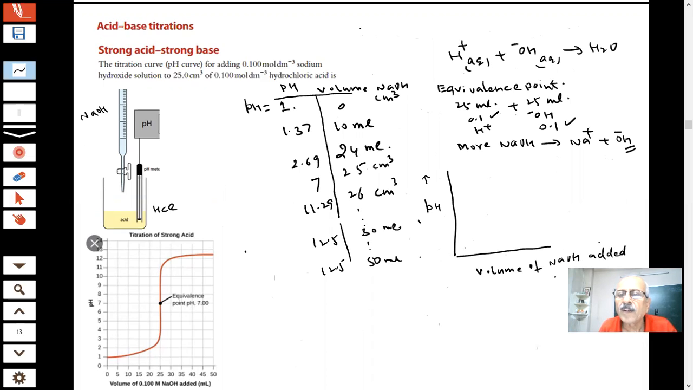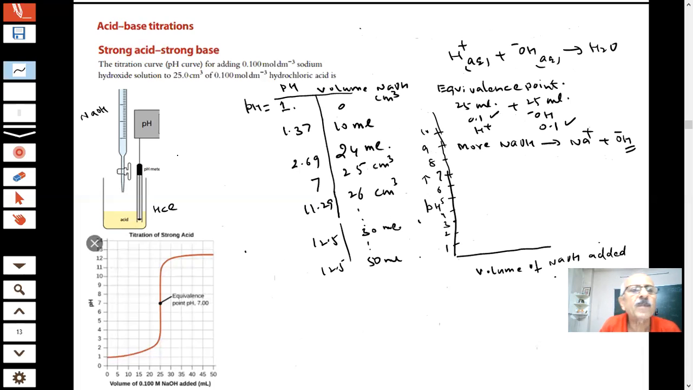If I draw this curve, what type of curve am I getting according to these? I can plot these values. You are saying HCl, the starting point of HCl pH was how much? Tell me how much was the pH? 1, 2, 3, 4, 5, 6, 7, 8, 9, 10. Like this you can. Here I've shown this graph. We have given plots of this.